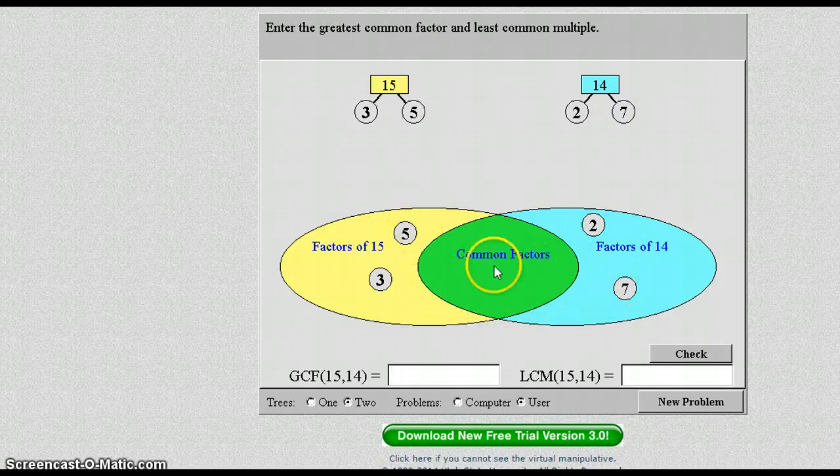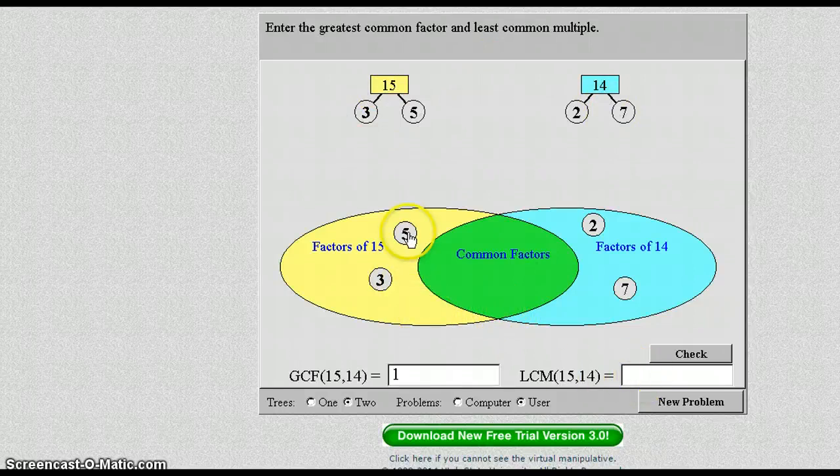Their only common factor is 1, and we didn't put 1 in here because 1's not considered prime, so that's not part of our tree. But when there's no common factors, that means the greatest common factor is 1. So it's not 0 because there's 0 factors, it's 1 because 1 is the identity of multiplication. Okay, and that's what this represents if we multiplied each of these by 1, not 0.